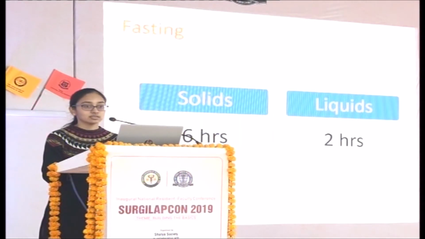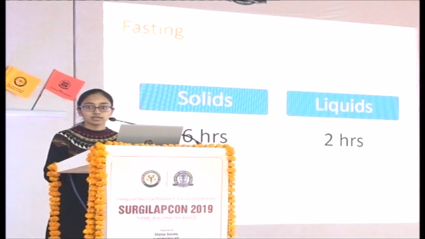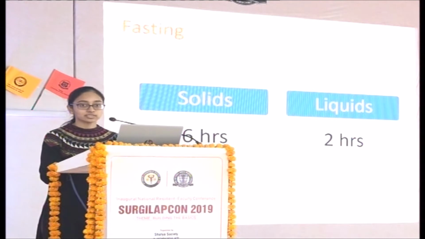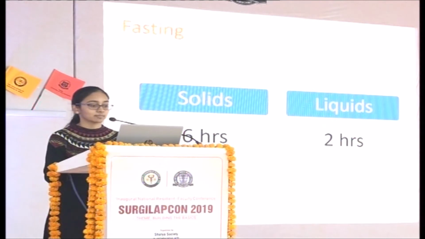Next, coming to the fasting. As per the ASA guidelines, for solids you need at least 6 hours of fasting, and for clear liquids 2 hours of fasting is needed. In case of infants and children, if they are being breastfed, at least 4 hours of fasting is needed, and if they are on formula feeds, at least 6 hours of fasting is needed.